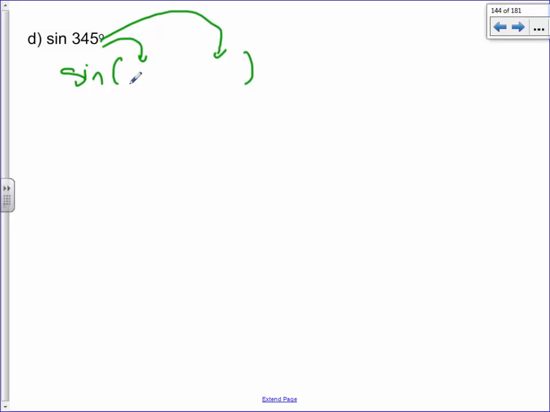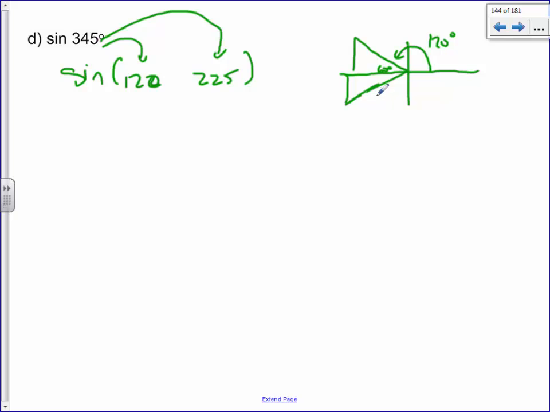What did you say? 120 and 225. 120 is useful. 225 is 180 plus 45. So 120 would be in this quadrant right here, which would be a 60 degree in the corner. We can work with that. And then 225 would be in this quadrant right here, with a 45 in the corner. That'll work. It's not the only answer that would work, but that one would work if you wanted to keep following that out.